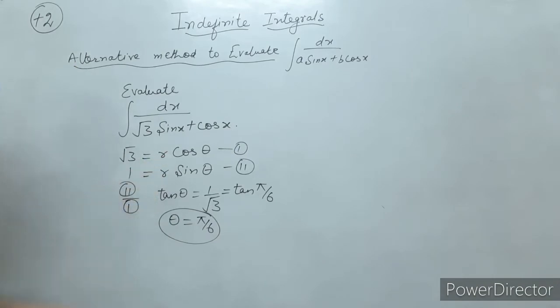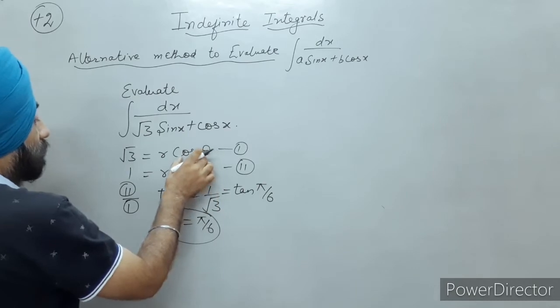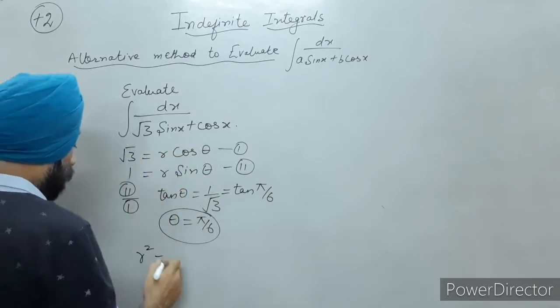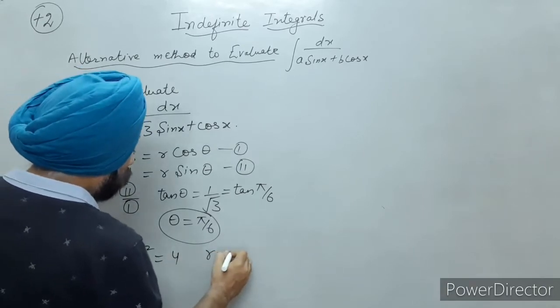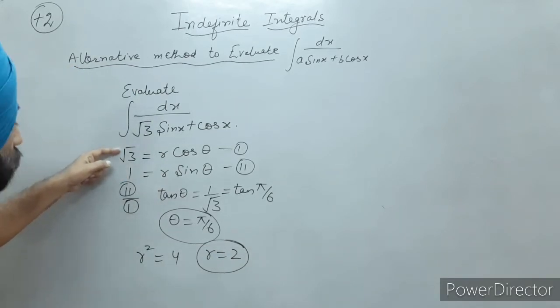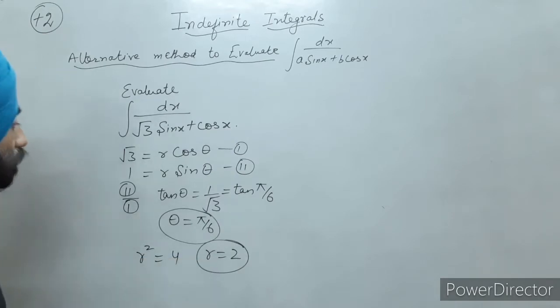Now if I square both sides and add, I get r square common times sin square theta plus cos square theta, which is 1. So 1 square plus root 3 square, that is 1 plus 3, gives 4. I take the under root and get r equals 2.